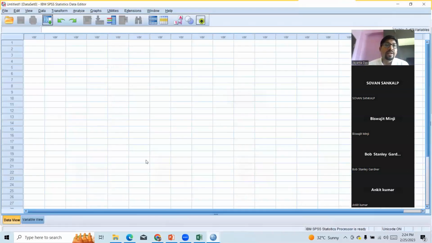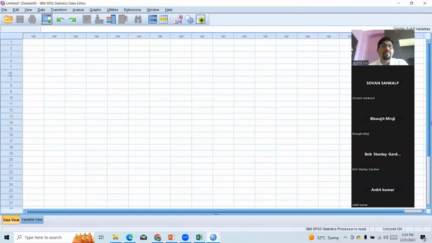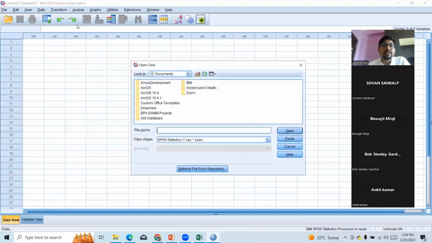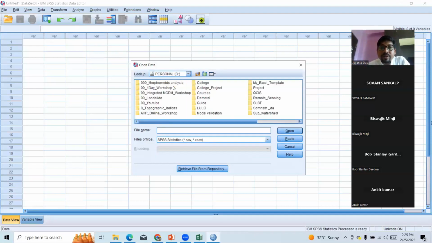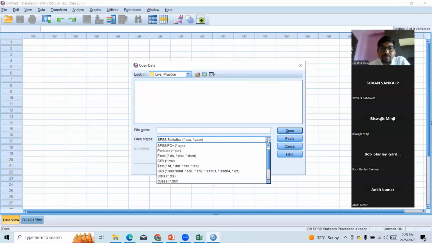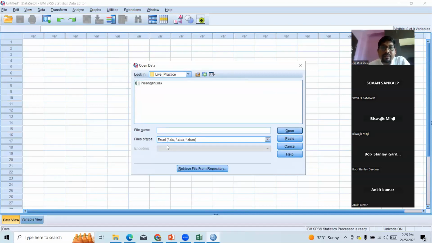So let's try it here in SPSS. We can easily upload a direct Excel file in SPSS software. Go to File and open it. Open Data. Now we have to go to our destination folder, like Personal D, 1 day workshop, live practice. Now see, nothing is there because of the file type. We have to change the file type to Excel. Now this one, Excel. Open it.